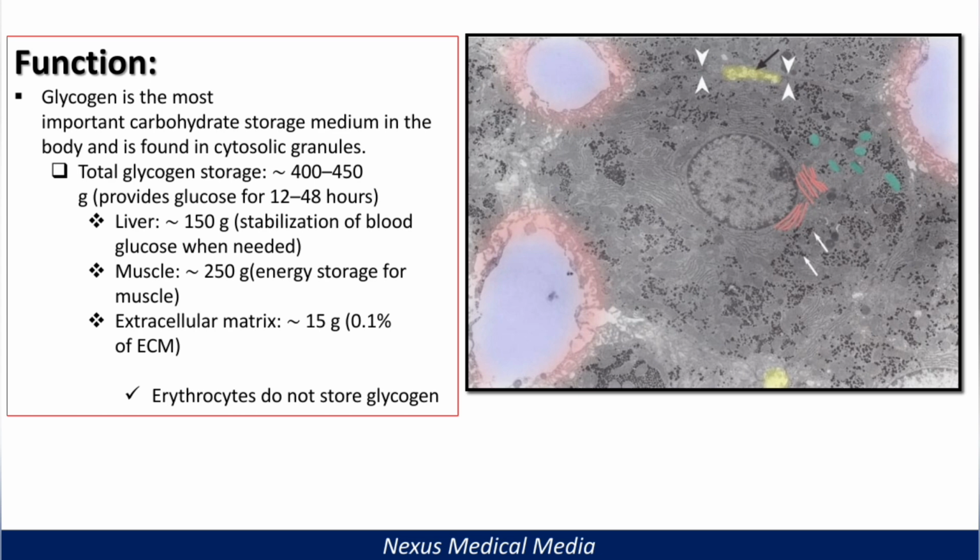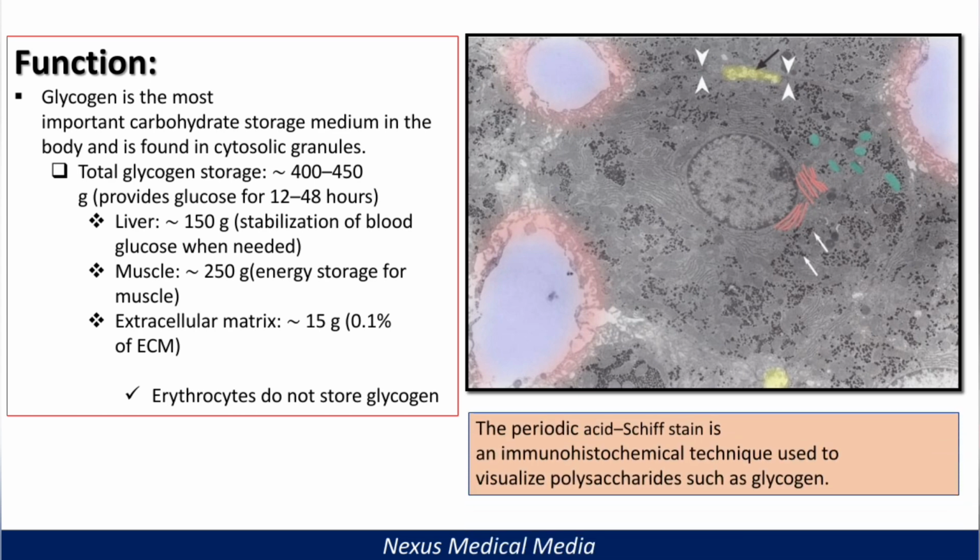How do you stain for glycogen in histology? It's called periodic acid Schiff staining. It's a histochemical technique used to visualize polysaccharides such as glycogen. You just need to remember this method of staining, periodic acid Schiff.